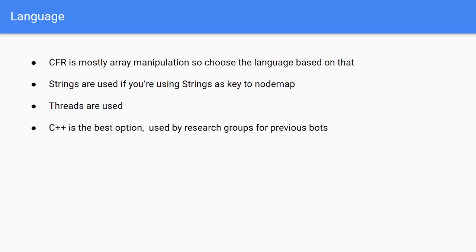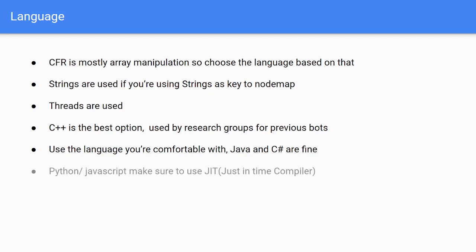It's used by every research group. It's the fastest language. But you just use the language you're comfortable with. Java and C# are fine for smaller ones. Now, if you're running a million core hour of the CFR, yeah, you're going to want to go to C++. But other than that, Java is fine. If you're going to use Python or JavaScript, make sure you use JIT, the just-in-time compiler. This speeds things up, because JavaScript and Python are usually slow languages, so just use that.